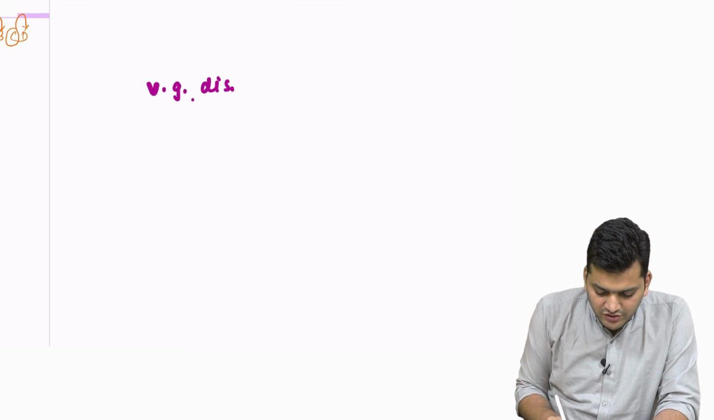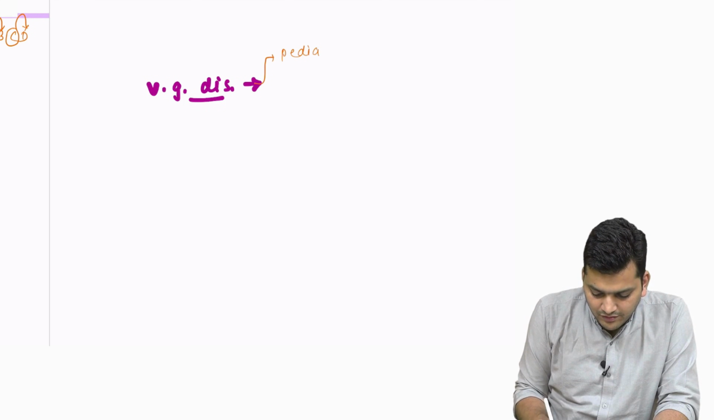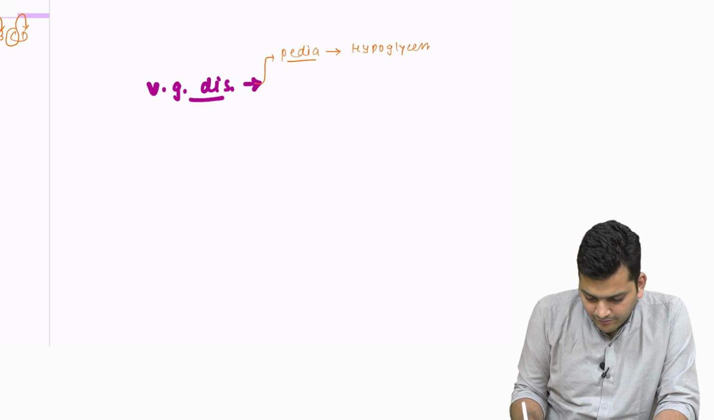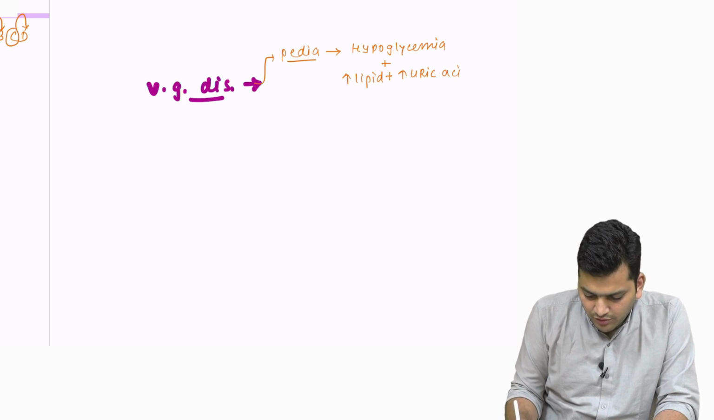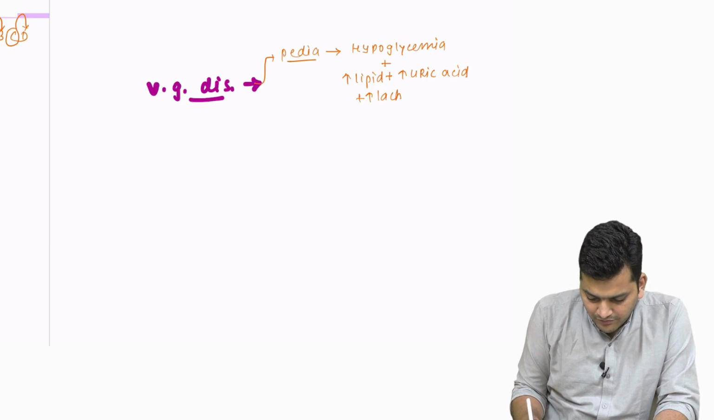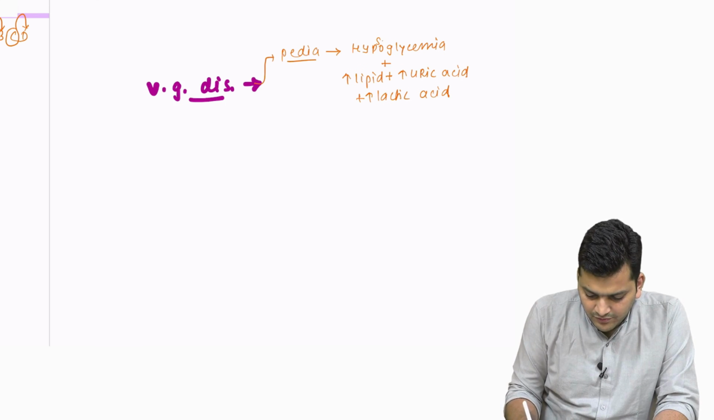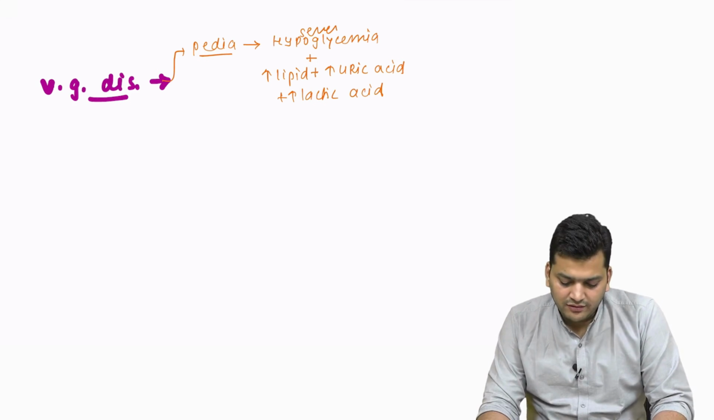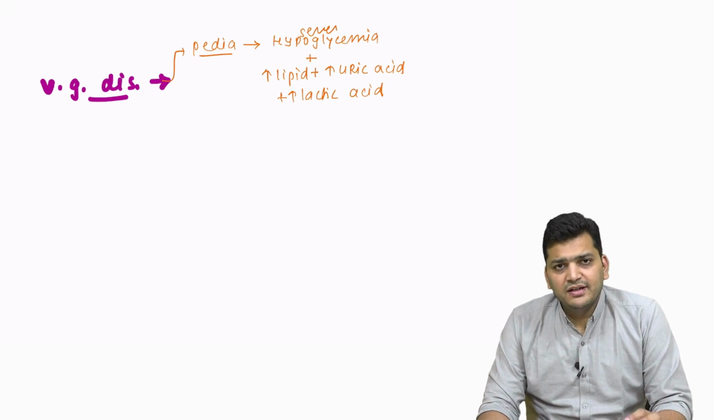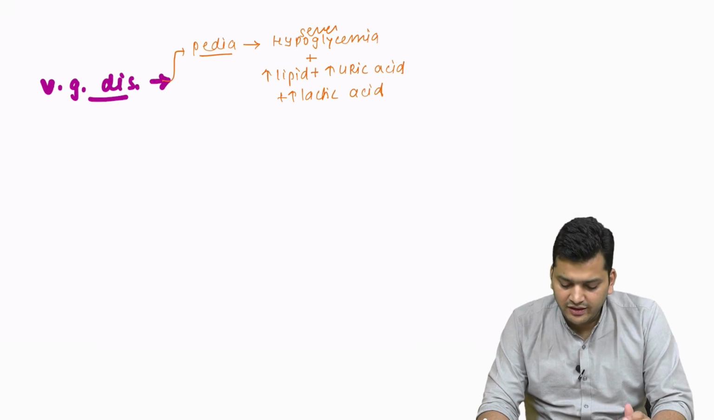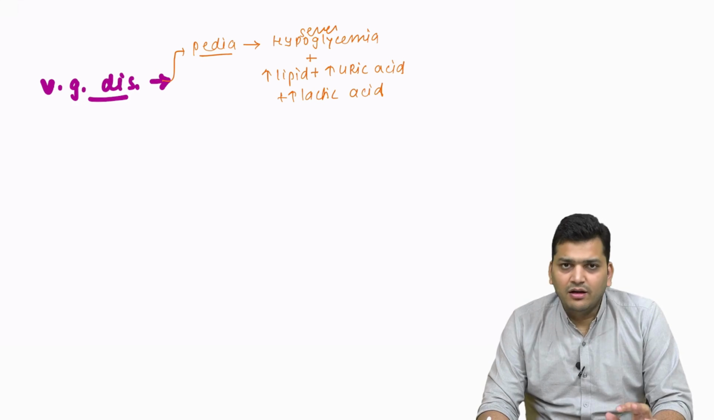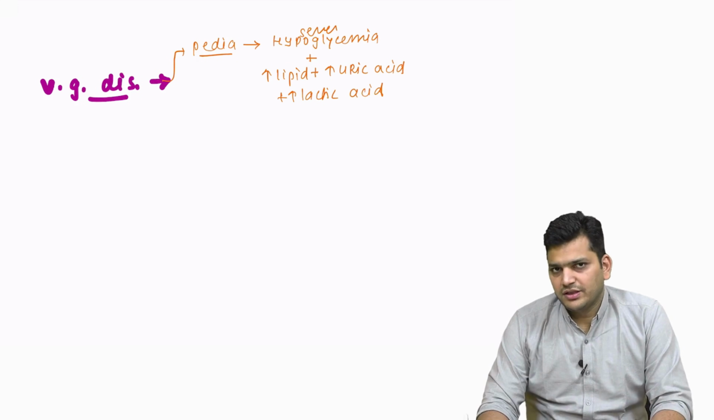The buzzwords for von Gierke disease will be like this. It is going to occur in the pediatric age group. The patient is going to have severe hypoglycemia. Plus, there is going to be an increase in the lipid levels. There is going to be hyperlipidemia, hyperuricemia. Uric acid will be more. There will be an increase in lactic acid also. So, if you see a pediatric age group patient having severe hypoglycemia in the fasting state, with hyperlipidemia, hyperuricemia, and increased lactic acid, then they are talking about von Gierke.